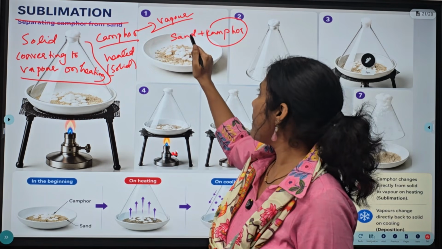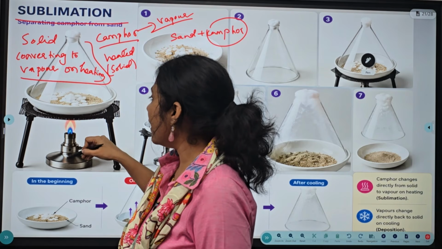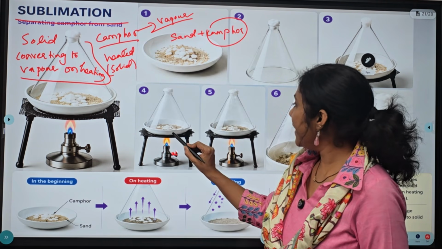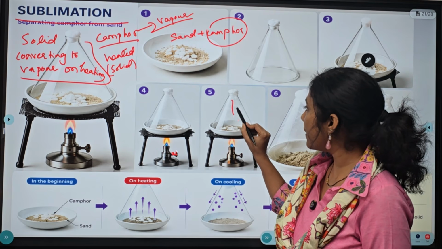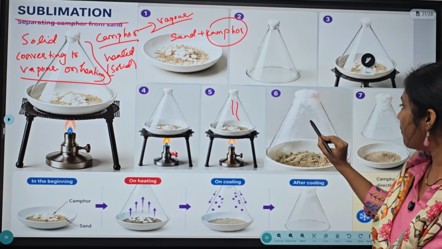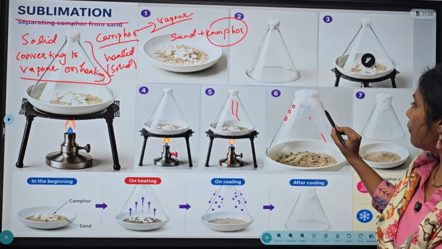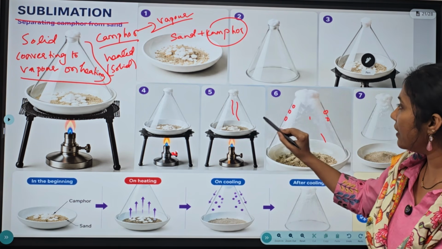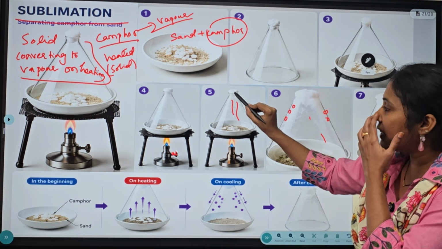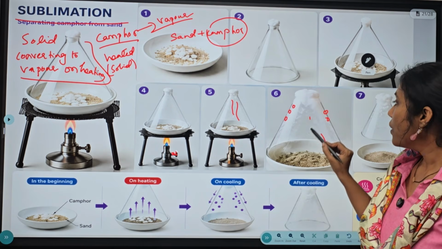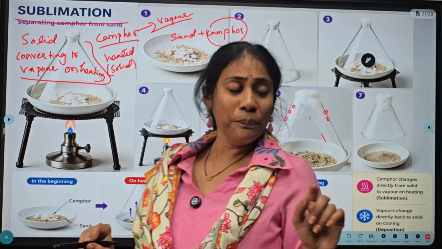Now I want to separate sand from camphor. So I will heat the mixture I am taking here. When I heat, what is happening? Camphor is slowly getting converted into vapor. White vapors have come, and when they touch the walls of this inverted funnel, we stop the escape of vapors. That is why we blocked the way with a cotton plug, so that the vapors can condense onto the funnel.